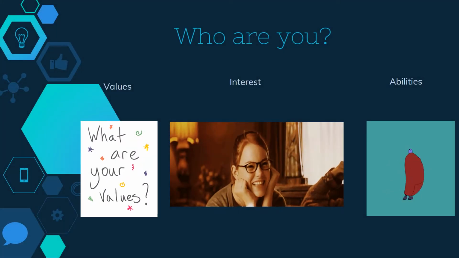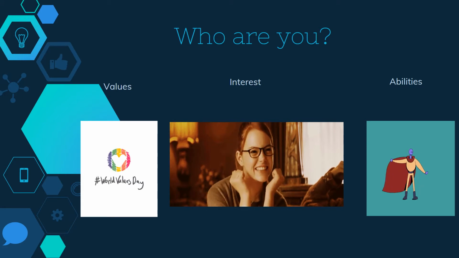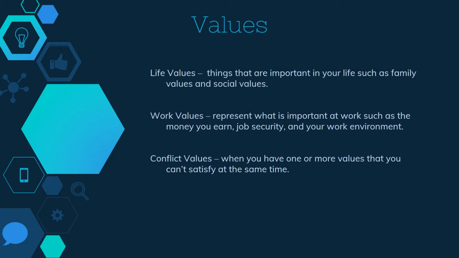Who are you? These include the values, interests, and abilities that you have. There are 3 types of values. These are life values, things that are important in your life such as family values and social values. Work values, which represent what is important at work such as the money you earn, job security, and your work environment. Conflict values, when you have one or more values that you can't satisfy at the same time.